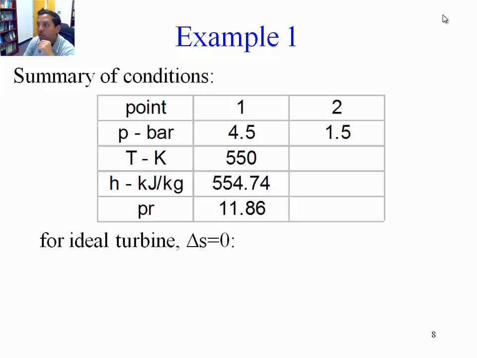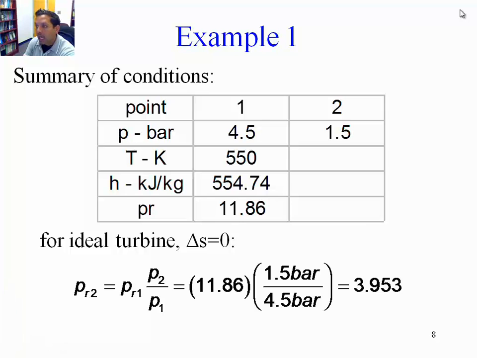Then we're going to use this, that for an ideal turbine, not only is it insulated, adiabatic, but it's also reversible. That leads to saying that the change in entropy between inlet and outlet is equal to 0. The fluid should contain the same entropy at the inlet that it does at the outlet. And if that's the case, P2 over P1 is equal to PR2 over PR1.